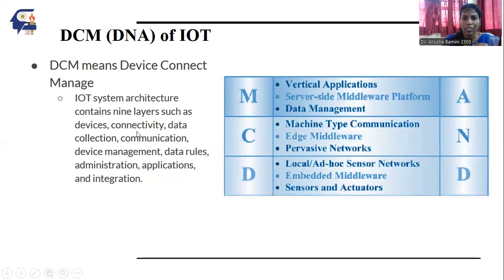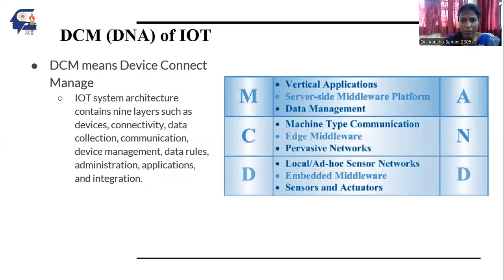So see this expansion in the table. Device may be a local ad hoc network or embedded system, sensor, actuator. From some device we are collecting the data or information. So we are learning about IoT, and in this device we are using a sensor or actuator. Then the second one is connect. This can be either machine type communication or pervasive network, wired connection, whatever it may be.